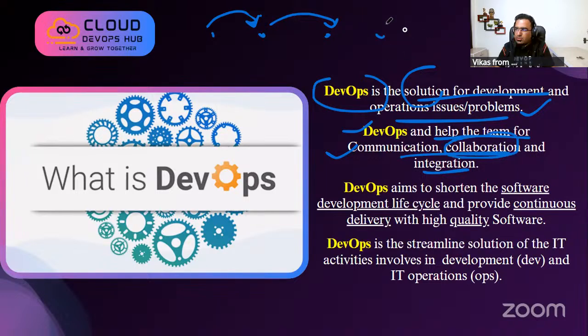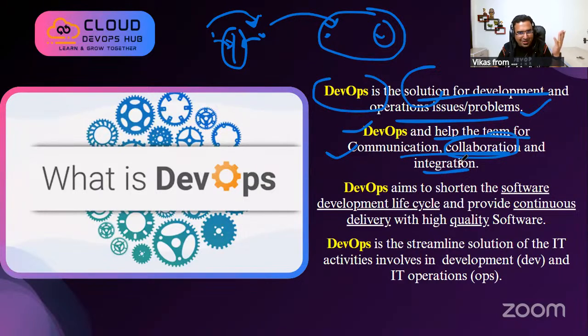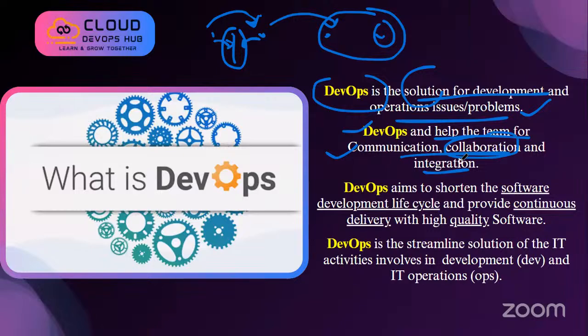Let's assume this team is doing separate work; you both teams can be combined and do the activity together, so this is called collaboration. There may be chances these two teams are not talking with each other, so DevOps will give a centralized tool so that both teams can work in the same tool, and their integration will get started. DevOps helps in communication, collaboration, and integration. Make sense? Yes or no? Getting my point? Yes. Cool.